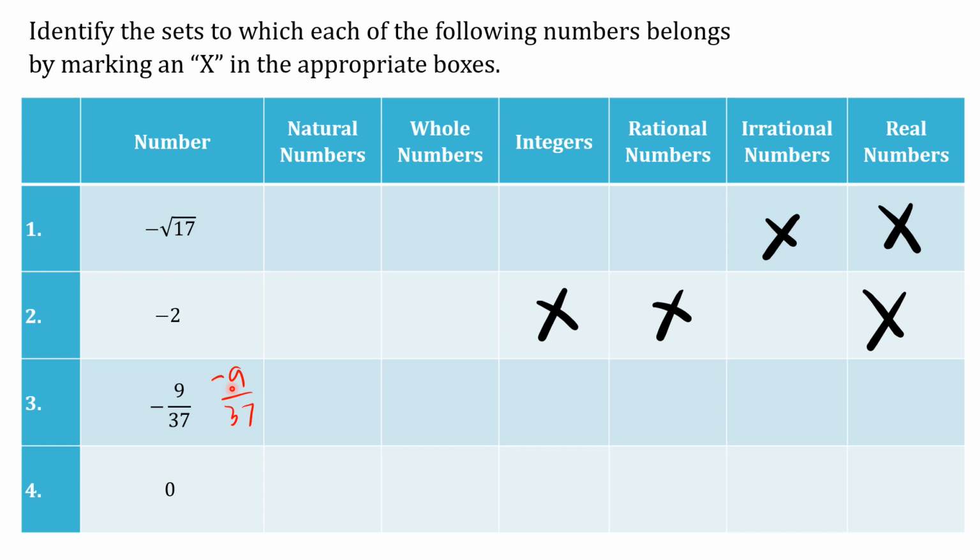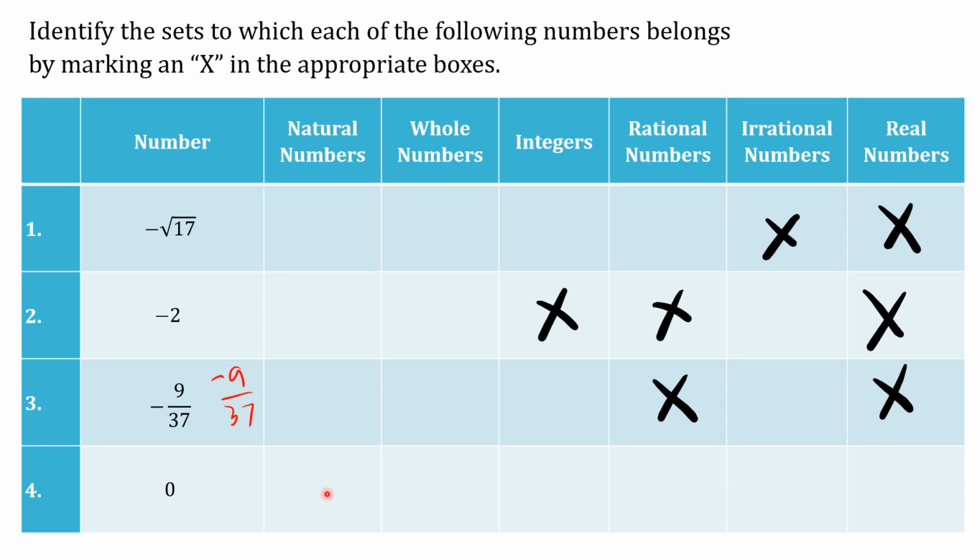Negative 9 is an integer. 37 is an integer. So this is an integer divided by an integer. So that's a rational number. Rational numbers are part of the larger set of real numbers. So it's also a real number. All right, what about 0? Is 0 a natural number?